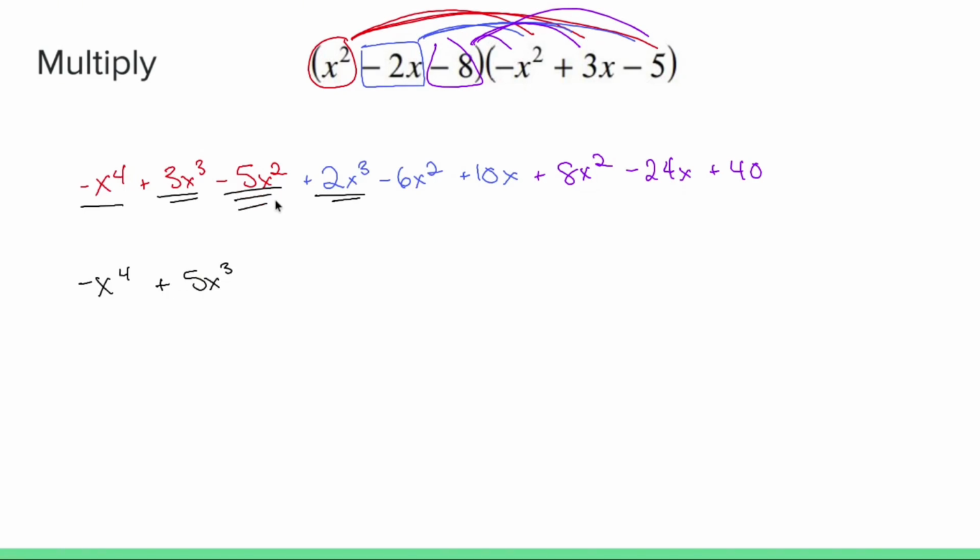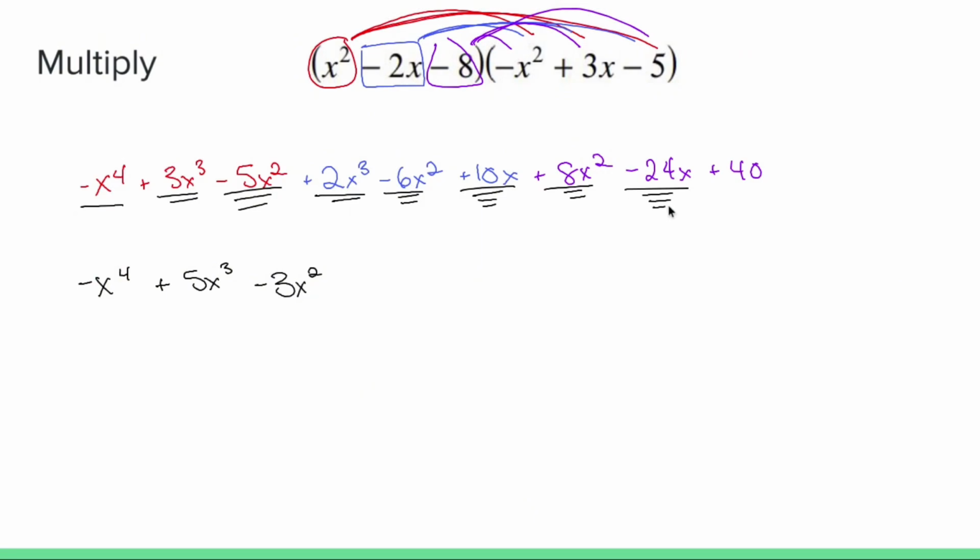Is there anything like negative 5x squared? Sure, negative 6x squared and positive 8x squared. So negative 5 minus 6 is negative 11. Negative 11 plus 8 is negative 3. Bring x squared along for the ride.